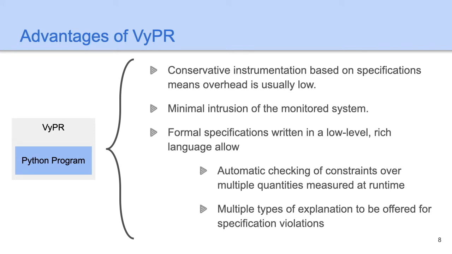The VyPR framework offers several advantages. For example, conservative instrumentation based on specifications means overhead is usually quite low. A combination of the code required to be added to the codebase to activate VyPR and the conservative instrumentation means that the intrusion into the monitored system is minimal. And finally, formal specifications written in a low-level and rich language allow, firstly, automatic checking of constraints over multiple quantities measured at runtime, and secondly, multiple types of explanation to be offered whenever a given specification is violated.